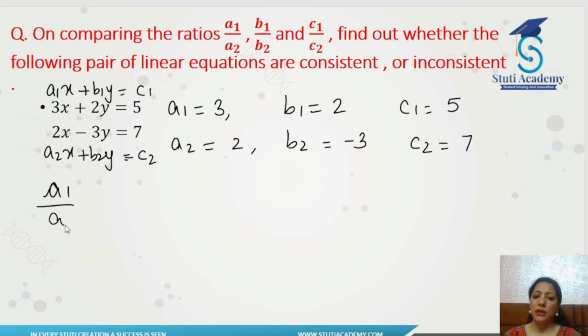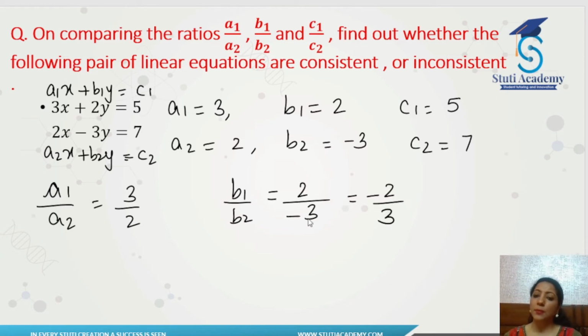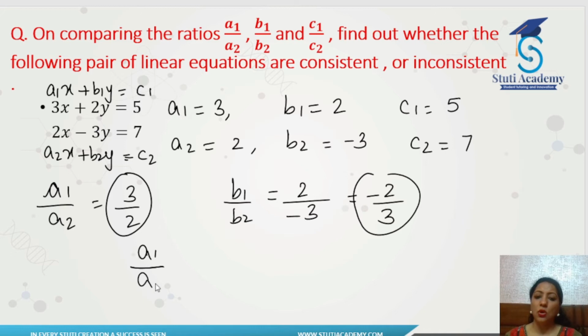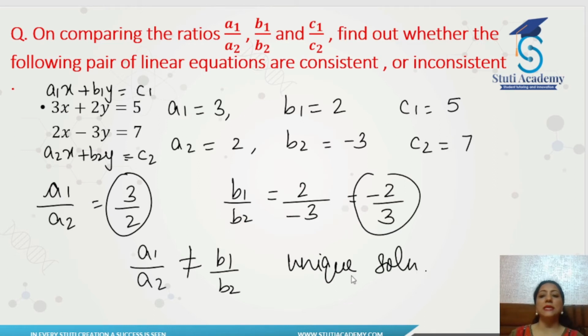So a1 upon a2 here is 3 upon 2, b1 upon b2 here is 2 upon minus 3. So we can write this as minus 2 upon 3 because we never leave the denominators negative. As we can see that a1 upon a2 is not equal to b1 upon b2. So that's the case of unique solution. The set of equations is consistent and it has exactly one solution.